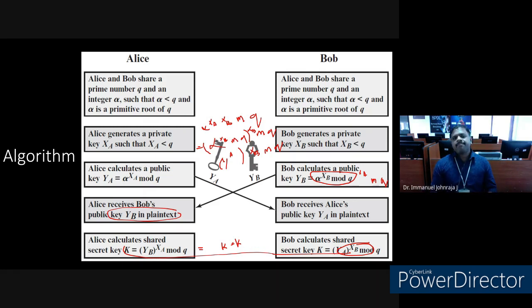In the final step, they calculate the secret key. The key is YB power XA mod q on one side, and here it is YA power XB mod q. Isn't it simple? They have shared a key. This key can be used for any further symmetric key encryption.